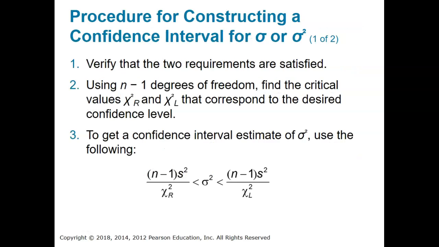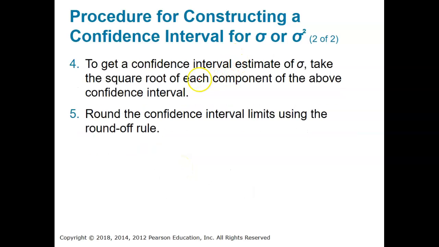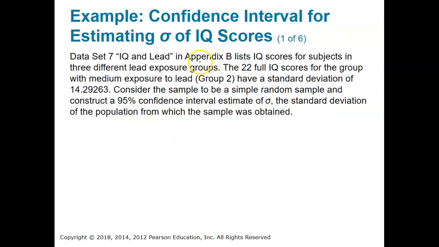Okay, so our procedures: we'll verify the requirements, we'll find our critical values, we'll get our confidence interval estimate for the variance. If we need to, we'll do the standard deviation by taking the square root, and then we'll make sure that we've rounded.